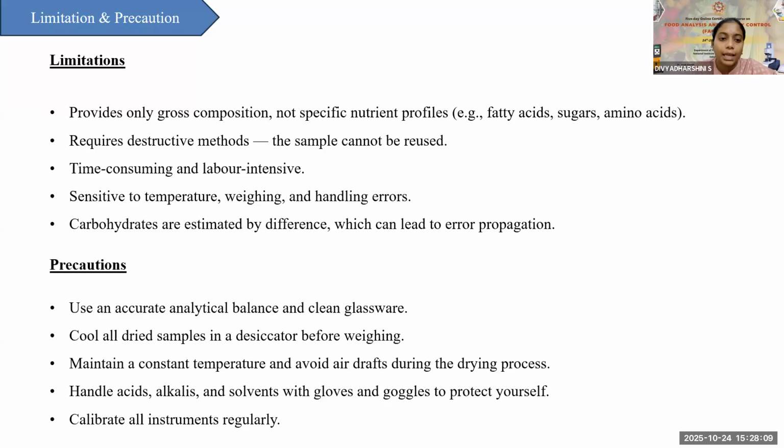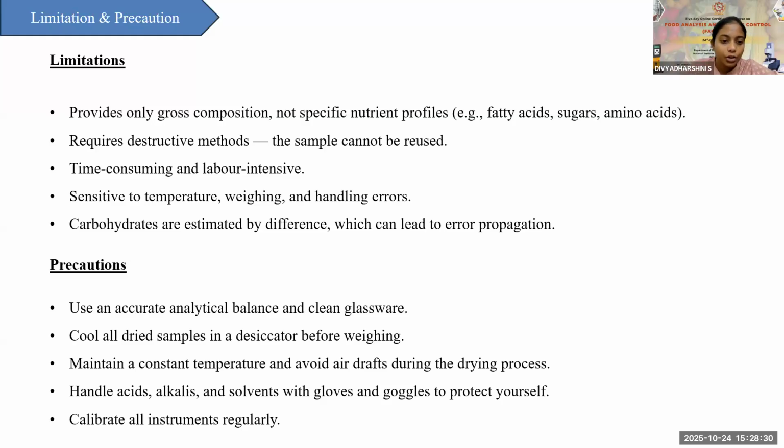Then it is time consuming, labor intensive, and sensitive to temperature, light, and atmosphere. Weighing and handling errors will be there. Even for preparing the standard graphs, we make many errors because it can't come right the first time. And carbohydrates are estimated by the difference method, which can lead to error propagation also.